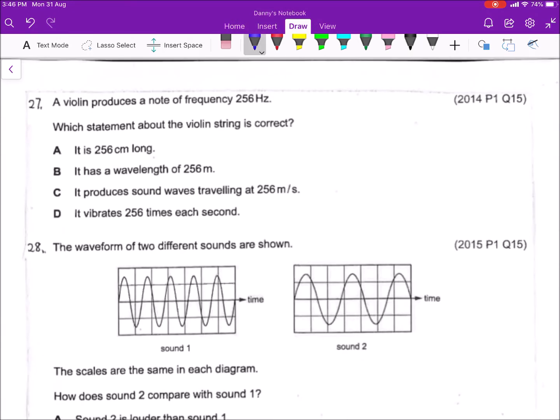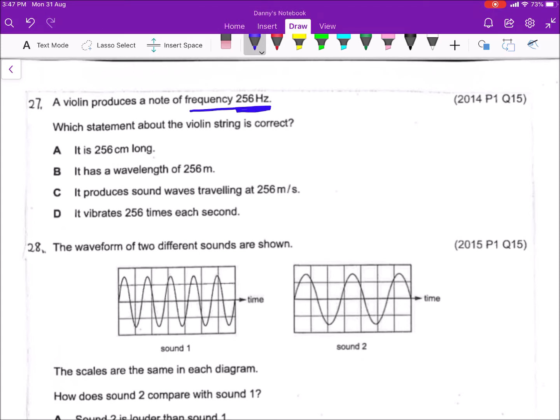Next question is on sound. Again, you can see that there's a frequency of 256 Hertz. Like I said many times, what is the meaning of frequency? Can you recall? Yeah, frequency is the number of waves it produces in 1 second. So if you have 256 Hertz, it means there are 256 waves produced in 1 second.